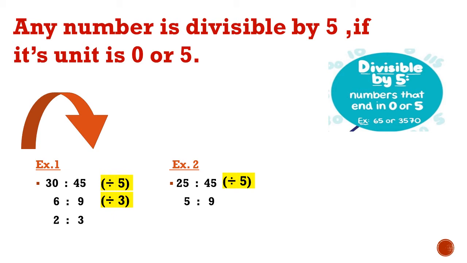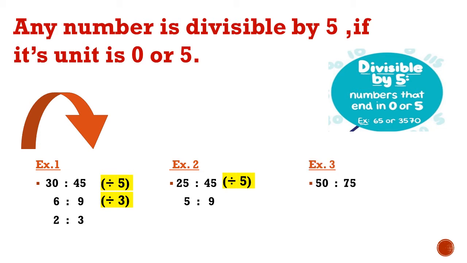25 divided by 5 equals 5. 45 divided by 5 equals 9. The simplest form, 5 to 9. This is the simplest form because 9 can't be divisible by 5. Then this is the simplest form.